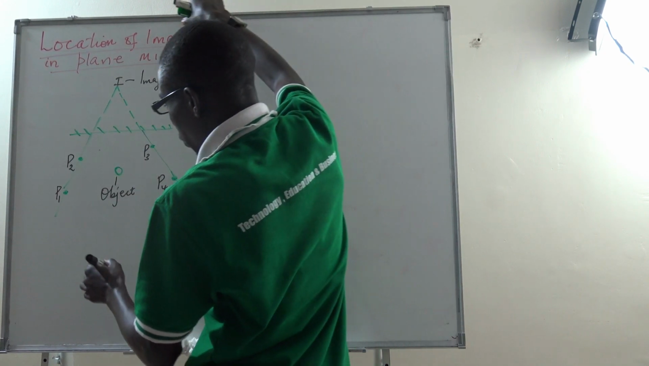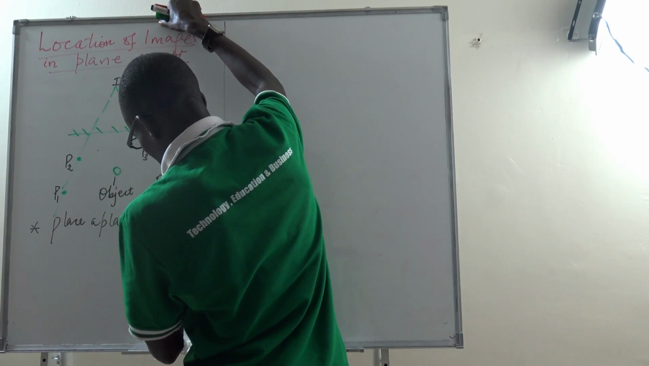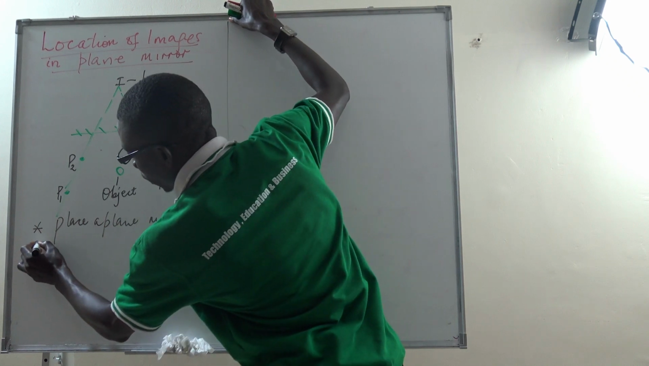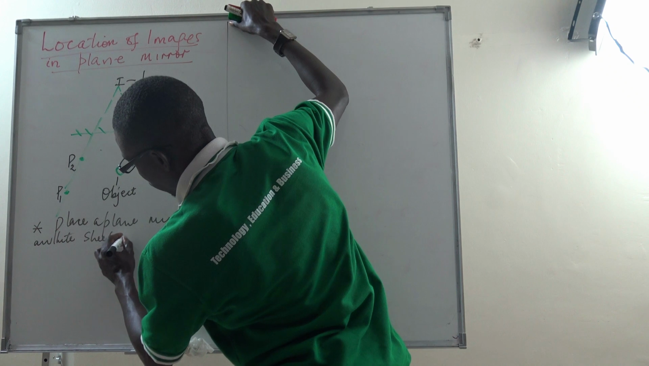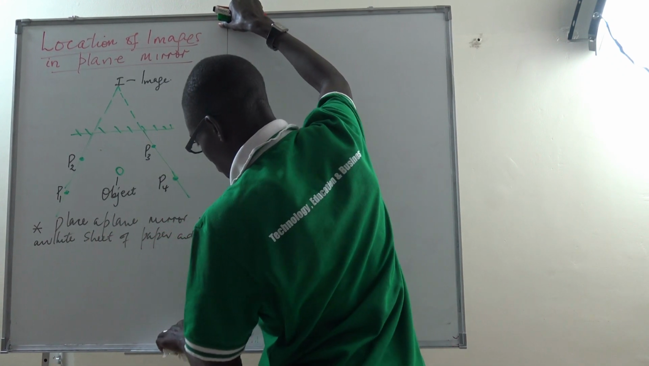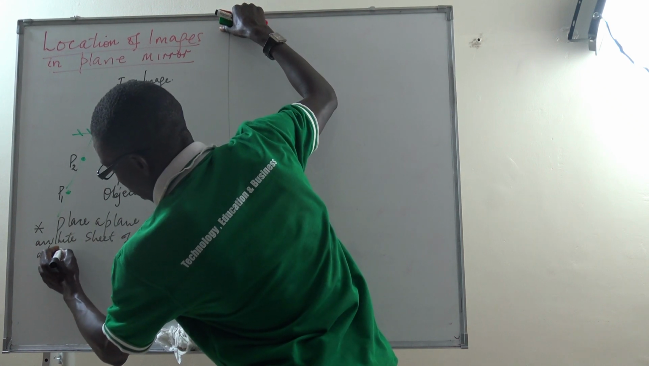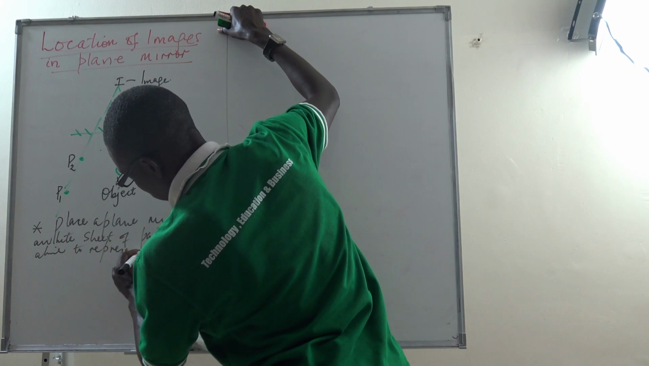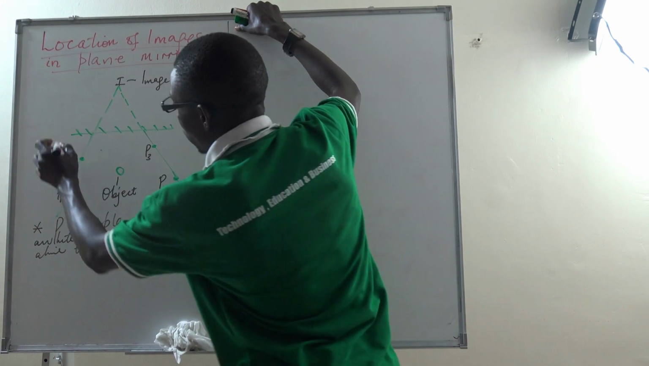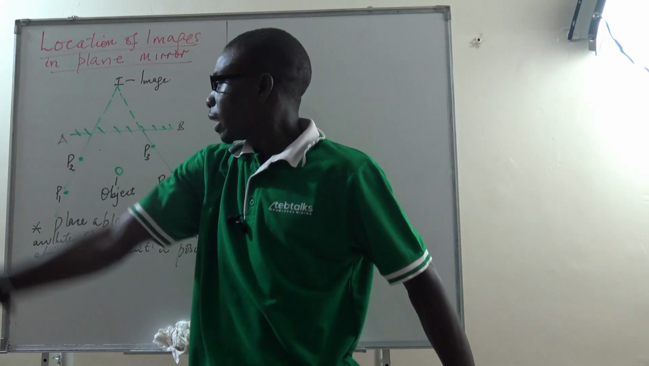So, what is procedure number one? Number one is: place a plane mirror on a white sheet of paper and draw a line to represent its position A, B. So if I have here A, B, I place a sheet of paper on a table and then I draw a line. That line will be representing the trace of the mirror.